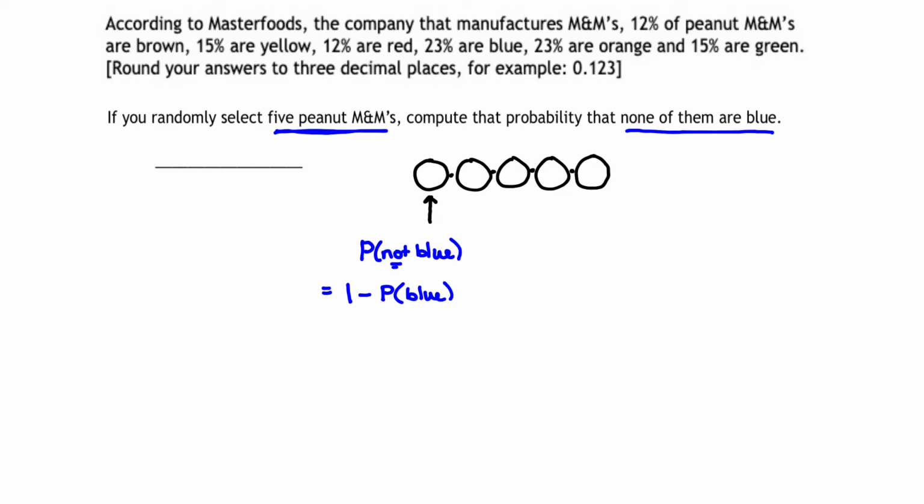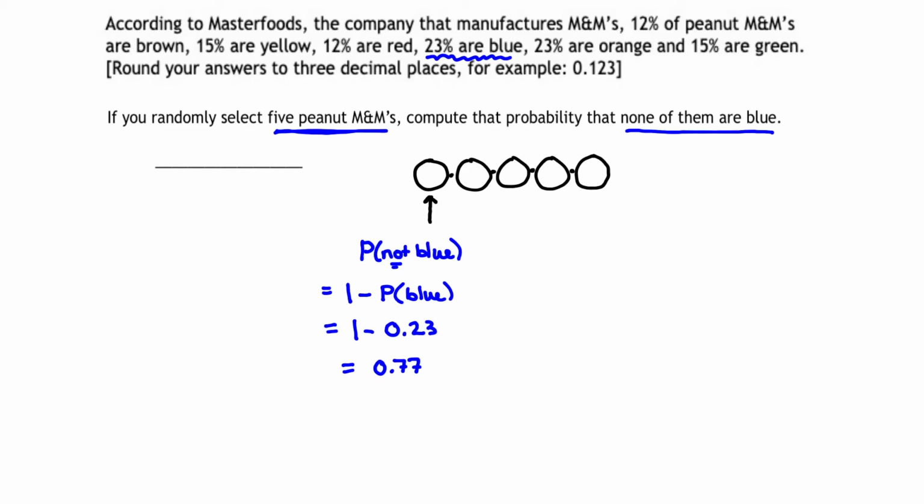Or in other words, the probability that that first M&M is not blue is just 1 minus the probability that it is blue. Okay, so 23% of the M&Ms are blue, so the probability that it's blue is 0.23. The probability that it's not blue is 1 minus 0.23, or 0.77. That's the probability that the first M&M is not blue.